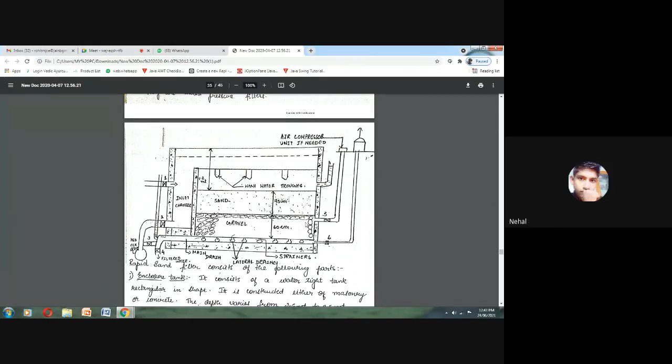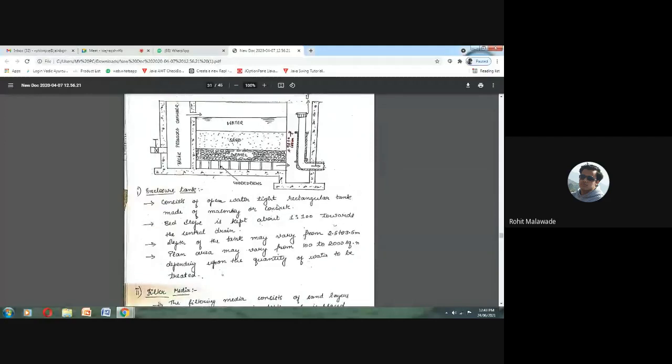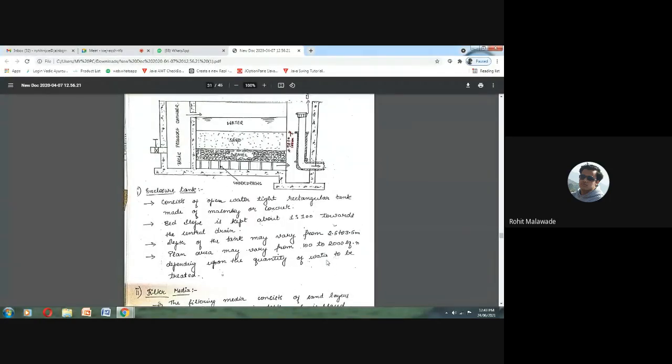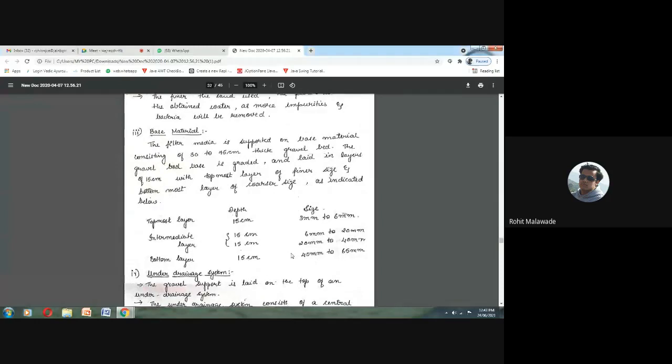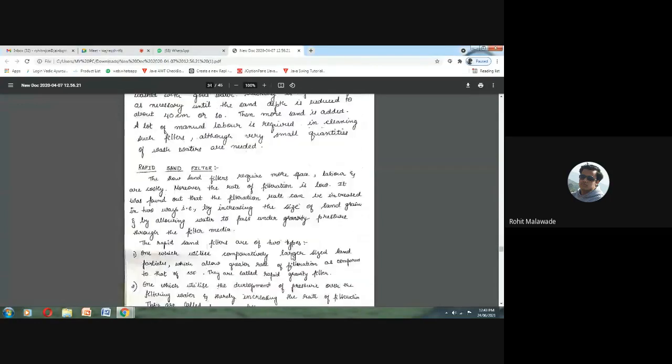Filtration process is continuous, faster, and speed. Yes, very good. The filtration process is much faster than your slow sand filter. See, your rate of filtration in case of your slow sand filter is very slow. You are going to get very less quantity of water at the end. The rate of filtration is very slow in case of your slow sand filter.